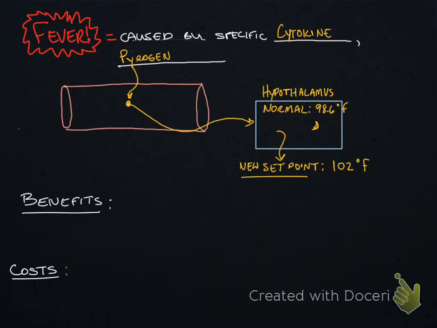Now, what would be a benefit to a new temperature set point? Well, we tend to work better. Our immune systems tend to work better or faster at a higher temperature.